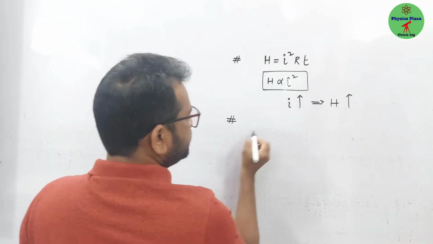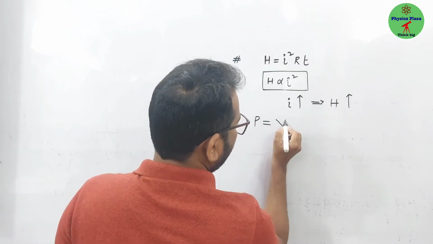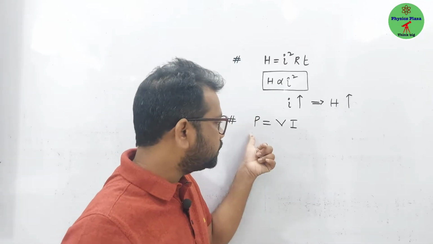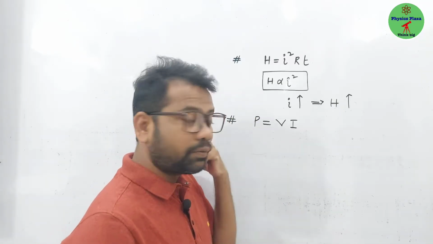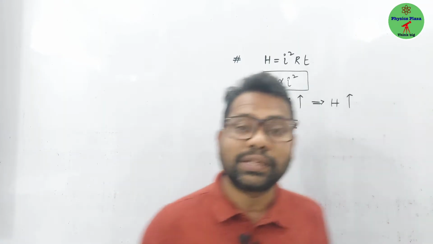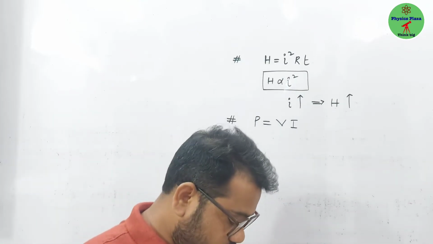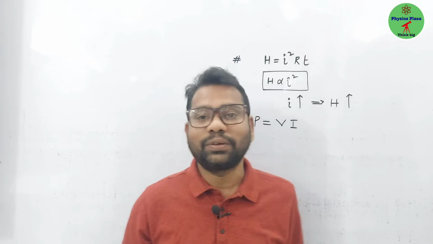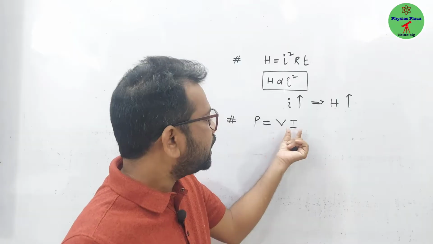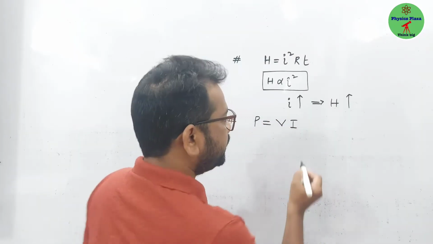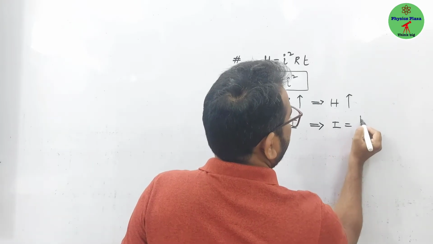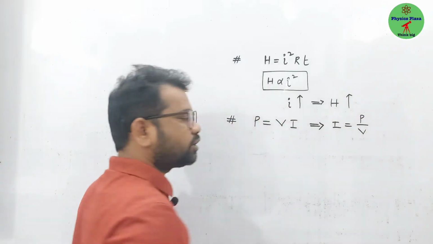Now the second one: we know that P is equal to V I. Children, here P is power, V is voltage, and I is current. Already we discussed this. Some students will think, sir, you are starting a one-shot video, when did you discuss it? That's what I'm telling you: we already uploaded the detailed discussion of household circuits, and there we discussed it. So for a given power, we can write I is equal to P by V.